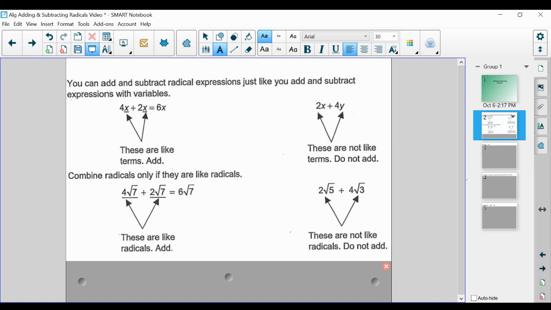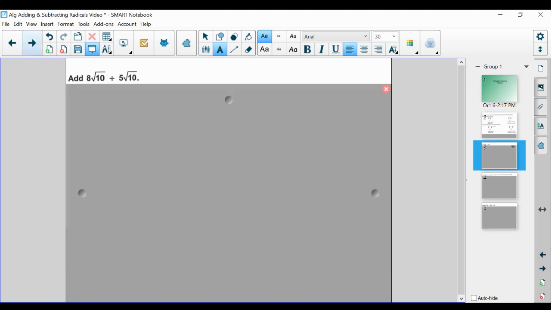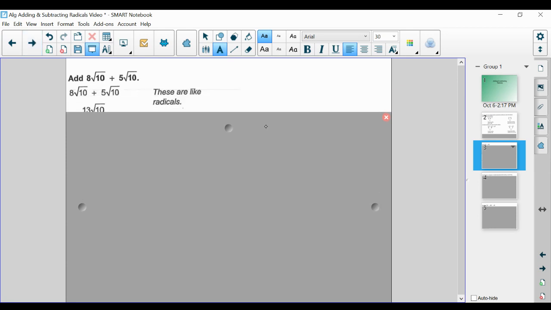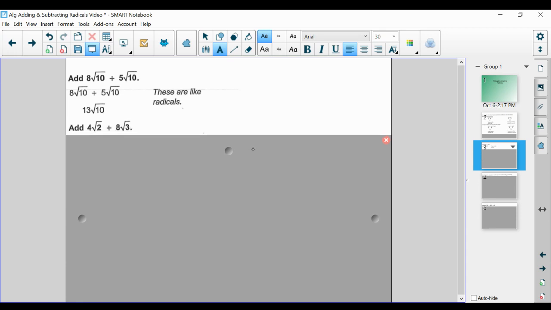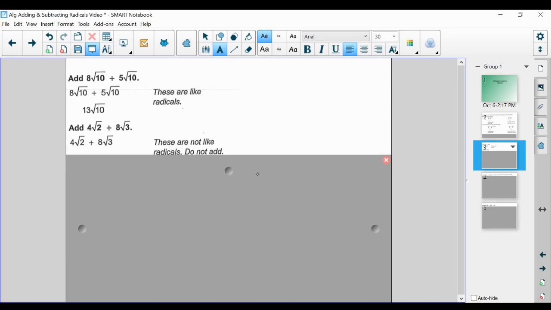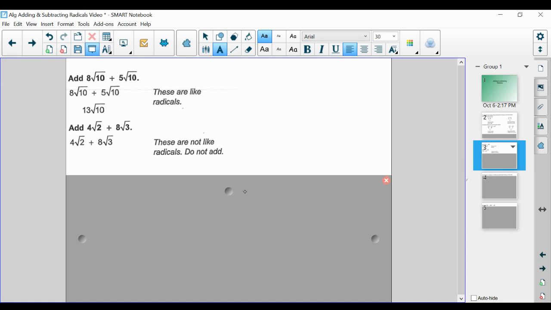Let's go through a couple of examples. Let's say we want to add 8 root 10 plus 5 root 10. Well, these are like radicals. So 8 plus 5 is 13, and we tag along that root 10. What about if we had 4 root 2 plus 8 root 3? Well, one of the first things I notice here is we have a square root of 2 and a square root of 3 in each individual term. These are not like radicals, so we can't add them. So we would just leave it as 4 root 2 plus 8 root 3.